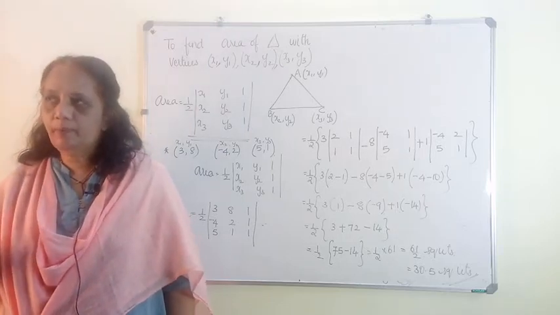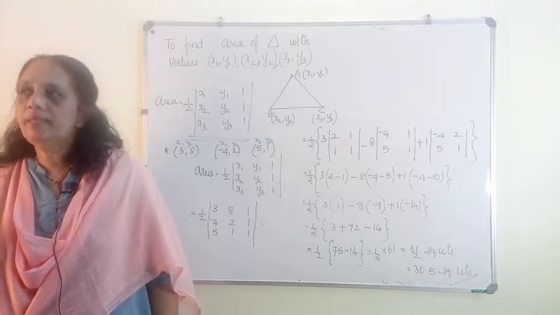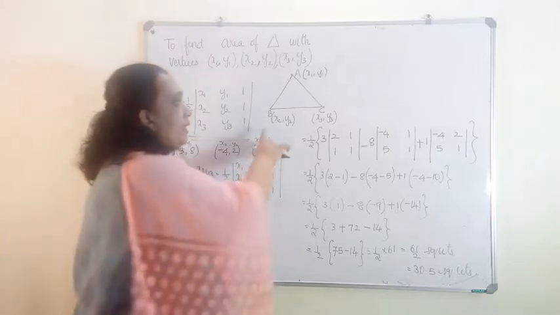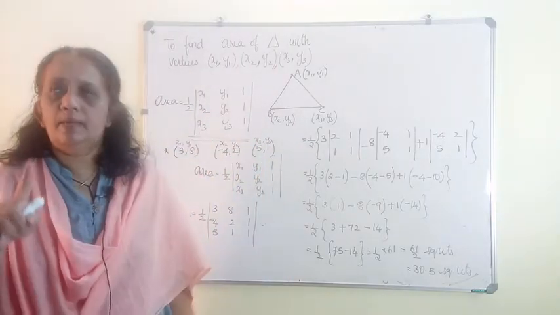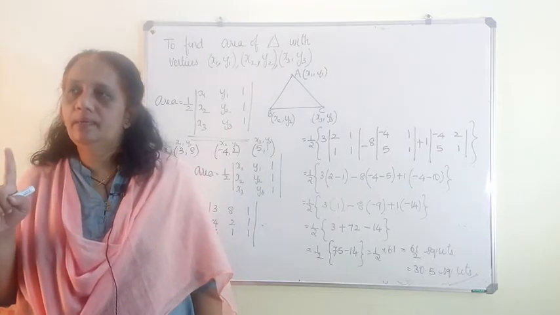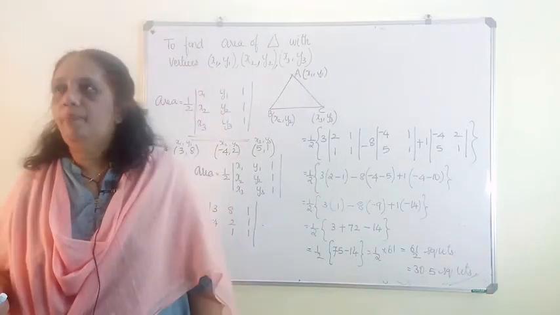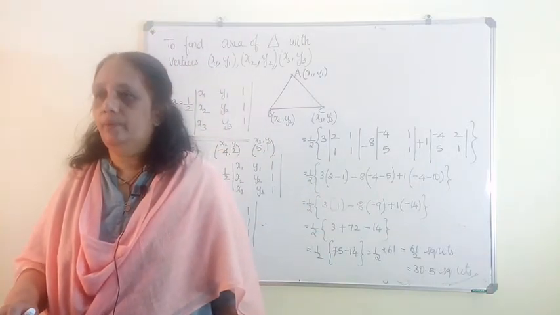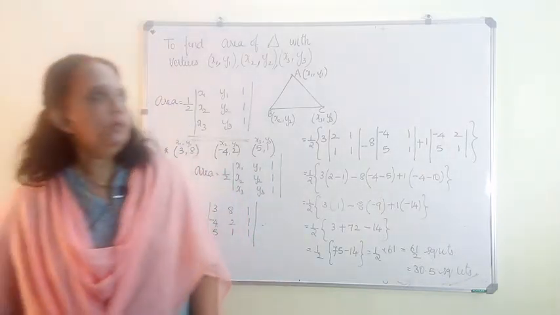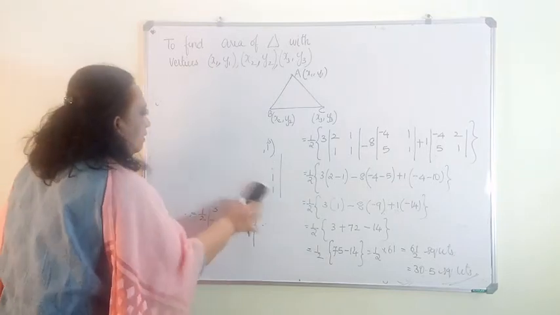Suppose when you do the question, if you are getting a negative answer, area is always positive. Take the absolute value. If the 3 points are collinear, that means if the 3 points lie on the same line, the value of the determinant or area of the triangle formed by the 3 points is equal to 0. This is the application of determinant. Now we have to do some more questions based on this topic.